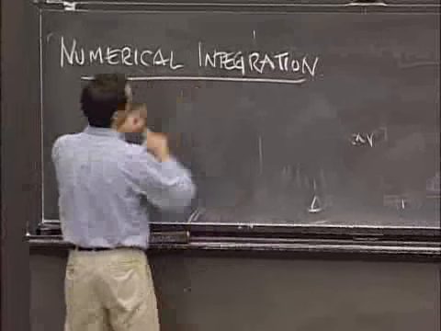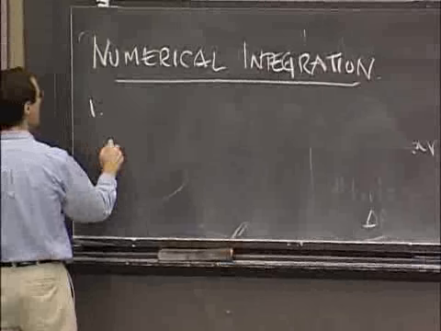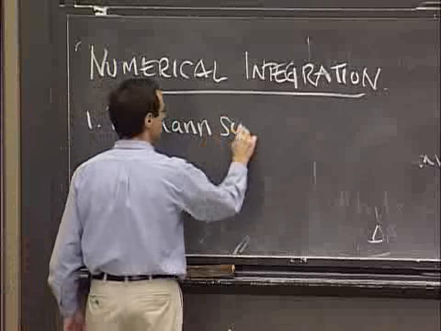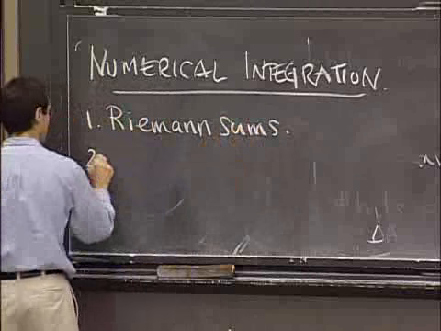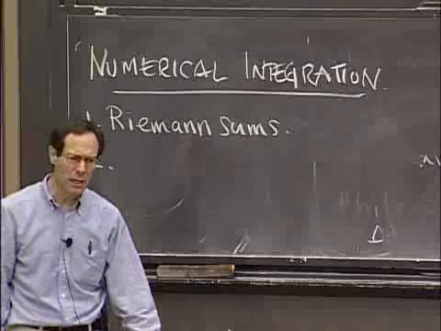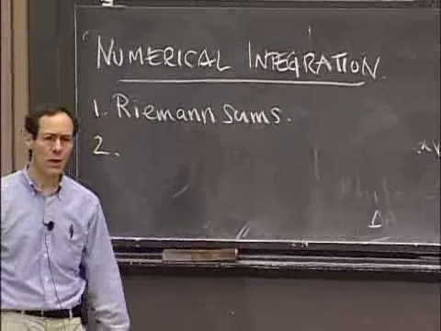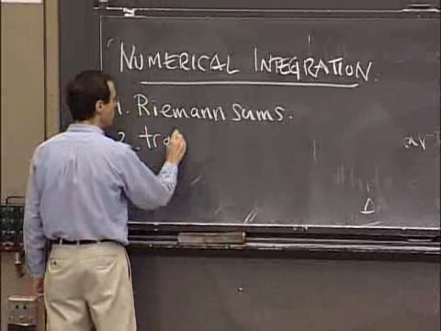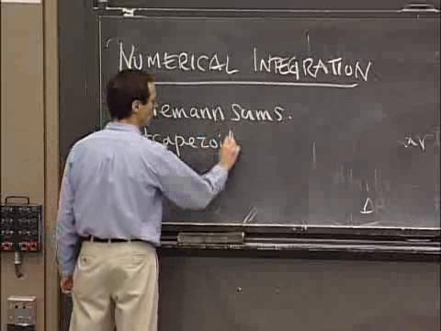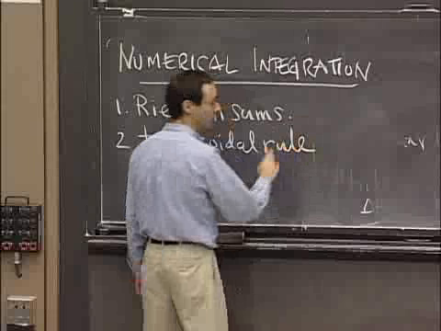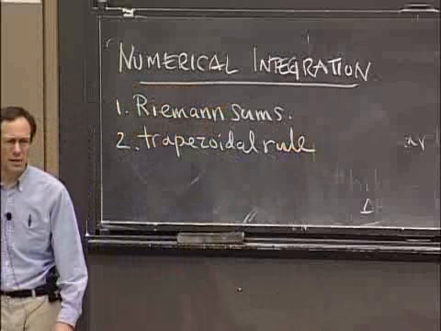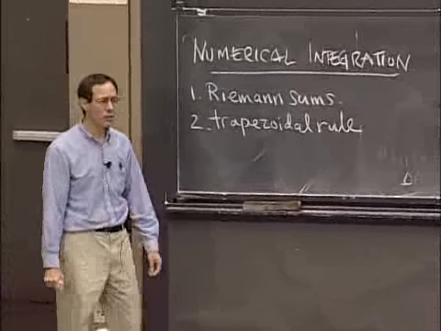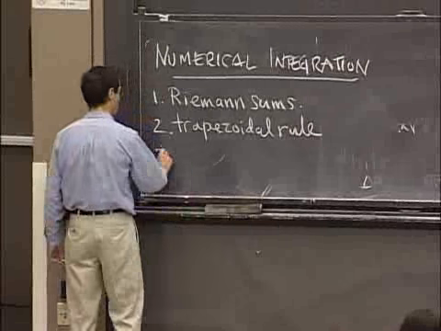Now the first type that we've already done are Riemann sums. They turn out to be incredibly inefficient. They're lousy. The next rule that I'm going to describe is a little improvement. It's called the trapezoidal rule. And this one is much more reasonable than the Riemann sum. Unfortunately, it's actually also pretty lousy.